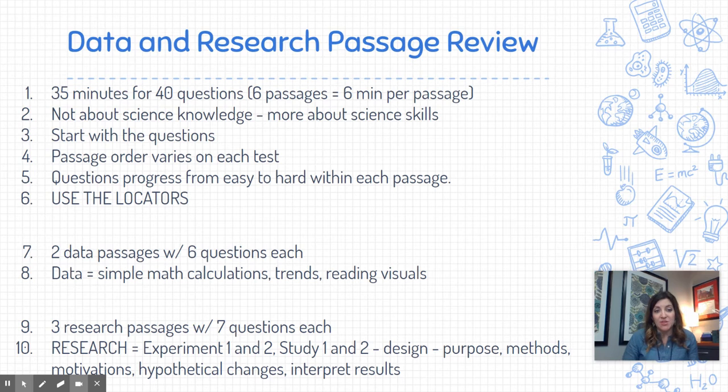The 3 research passages that we talked about last class, they're labeled experiment 1 and 2 or study 1, 2, and 3. And they're all about, do you understand the design of the experiments? Do you understand their purpose, their methods, why they did certain things, hypothetical changes and how that would have impacted the results? And can you understand the results of the experiments as well? Can you understand whether it matched this hypothesis? Those were our yes, yes, no, no questions. And yes, you understand what they did, what the results were.